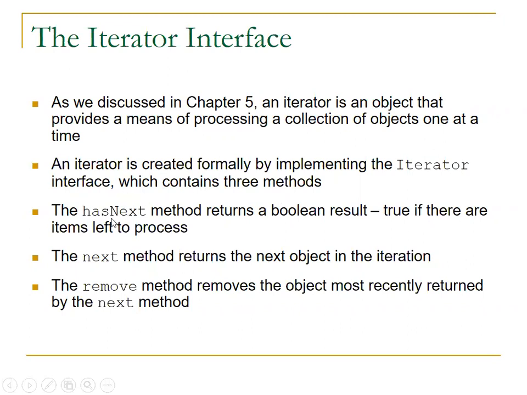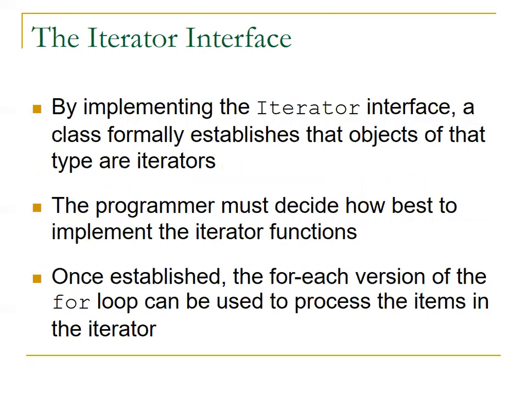The first is the hasNext method, which returns a boolean result, true if there are items left to process, because this is a kind of container and processing. If there is something for processing, then hasNext is the method. The next method returns the next object in the iteration. The remove method removes the object most recently returned. Okay, so this is the iterator interface.